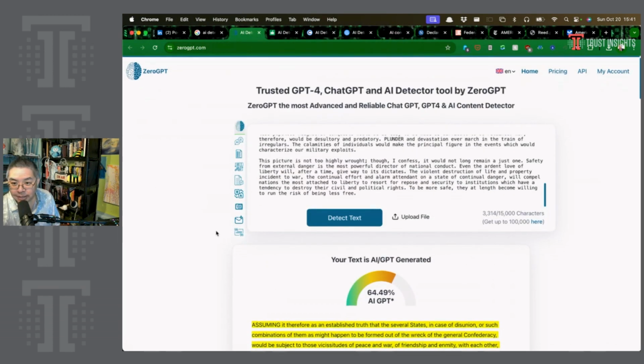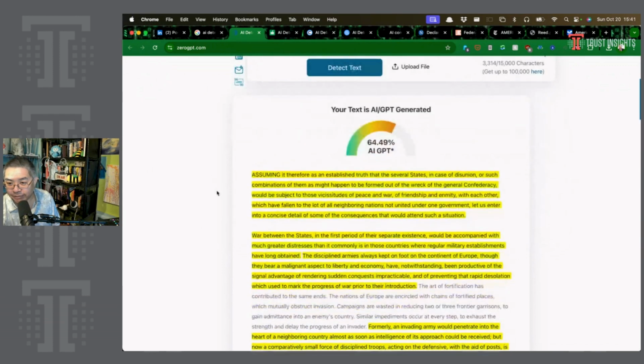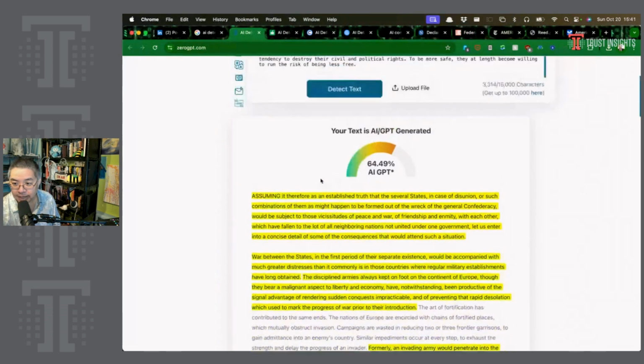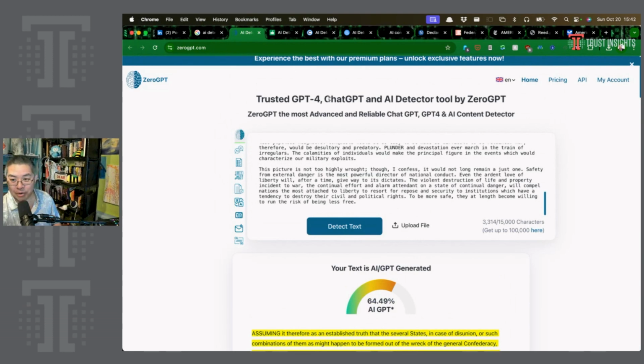ZeroGPT says 64% of Federalist Paper number 8, written in 1787, is AI generated. So if your false positive rate is 0, this tool fails. This is a false positive. There's no way. I don't care how good Lin-Manuel Miranda is. There is no way Alexander used AI to write Federalist Paper number 8, right?